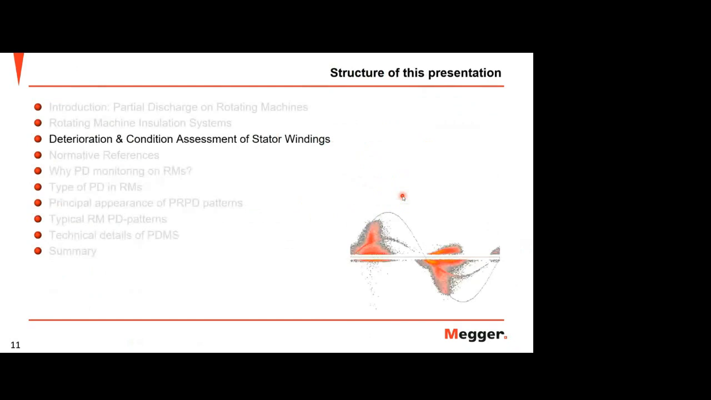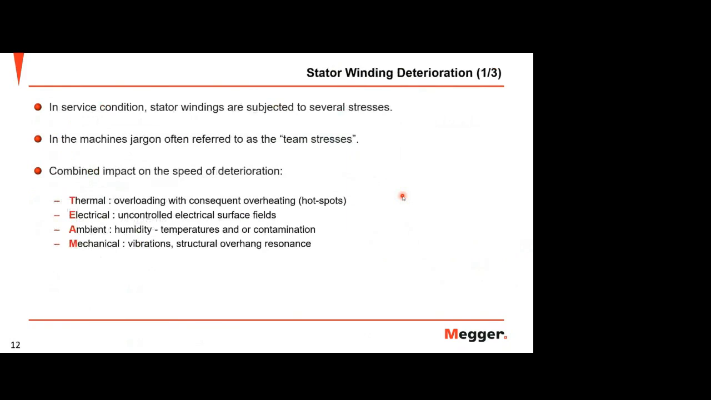Okay, next is the deterioration and condition assessment of the stator winding. This is the next topic that I will try to inform you. In service, stator windings are subjected to several stresses, often causing a combined impact on the speed of deterioration of your insulation material. In the jargon of the rotating machine business, the types of stresses influencing the condition and aging of the stator winding are often referred to as TEAM stresses. TEAM stresses mean T for thermal, E for electrical, A for ambient, and M for mechanical.